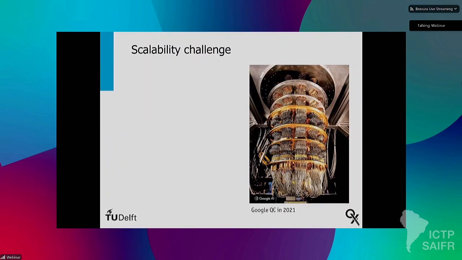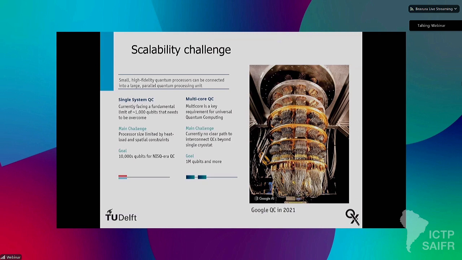This is not quite a fair representation of the challenges that superconducting quantum computers face. This is the fridge, the computer from Google in 2021. You see a lot of cables, really hard to scale to bigger systems. This was, I think, for 50 or 60 qubits. So it's going to be really hard to get this to thousands or hundreds of thousands of qubits, of course.